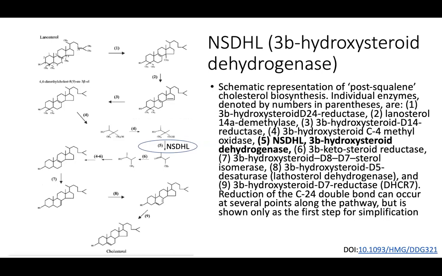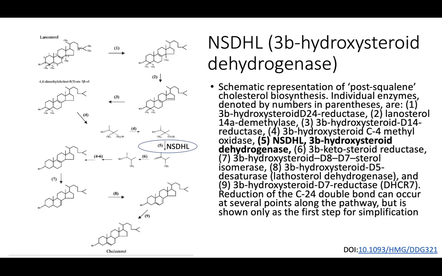We all love biochemistry pathways, and so we're putting here the NSDHL, or 3-beta-hydroxysteroid dehydrogenase pathway. You definitely don't need to know this in detail, but you should understand where the NSDHL enzyme is situated in the entire process of conversion of lanosterol to cholesterol. So it sits somewhere within the 5th step of the enzymatic reaction. And it just goes to show you that when any one of these steps is compromised, you're probably going to lead to some type of pathology.